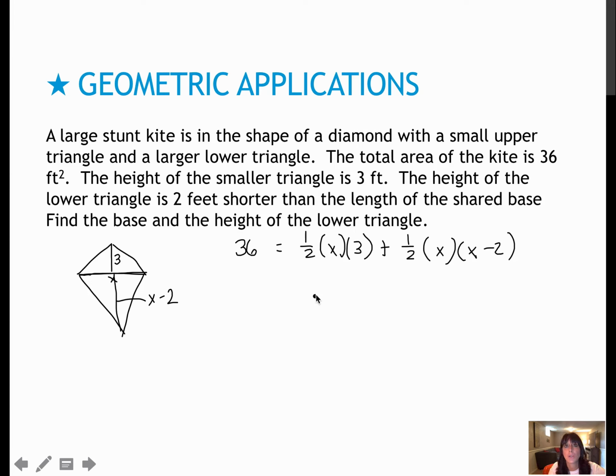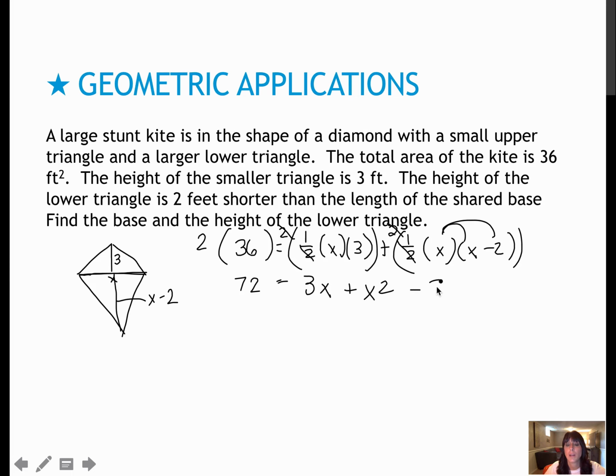From here, we're just going to do a lot of multiplication. I see that I've got a lot of 1/2s here. I don't love dealing with fractions, so a little trick on clearing fractions is to multiply each term by 2. By doing that, on the left side, that just gives me 72. On the right side, the 1/2 and the 2 go away, giving me x times 3, or 3x. And then on this one, of course, the 1/2 and the 2 go away, giving me x squared minus 2x. So much, much easier than dealing with the 1/2s all the way through the question.